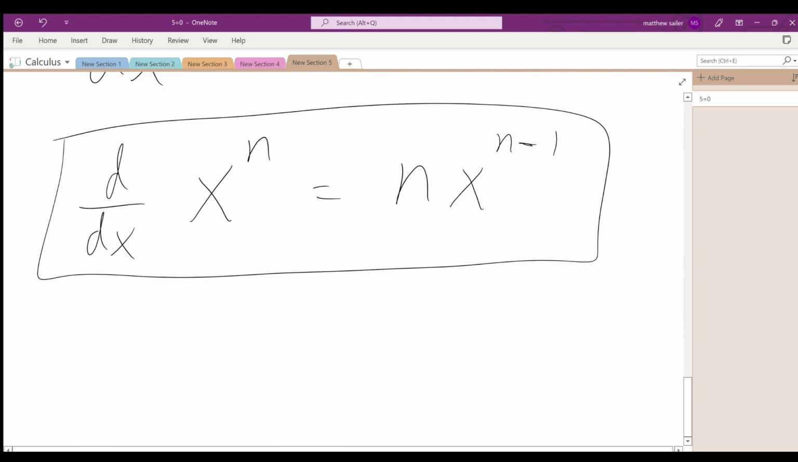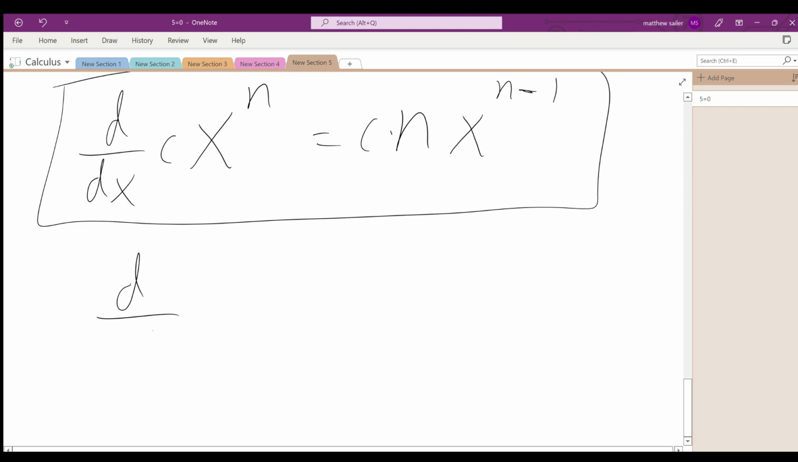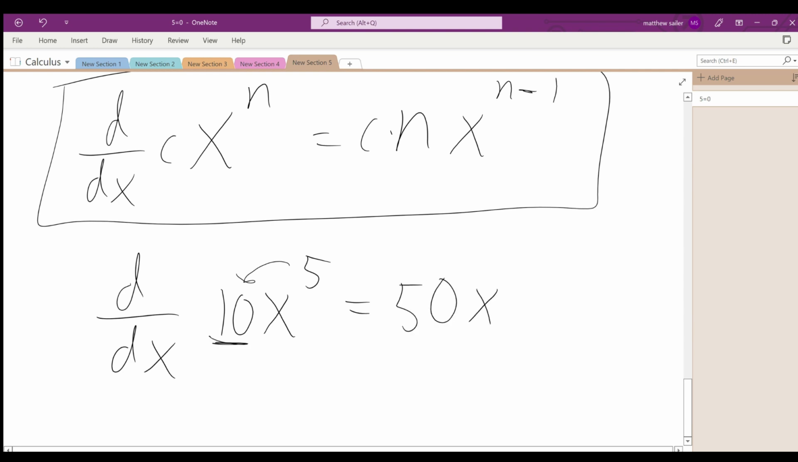And this is the case even if you have a constant out here to start with. So in this case, if you had a constant, you would just multiply it at the end. So another example, the derivative of 10 times x to the 5th is going to be, so we'll bring the 5 down, and by bring it down, I mean multiply it with whatever is here. This is going to be 50 x to the 4th. So we brought the 5 down, and we subtracted 1.